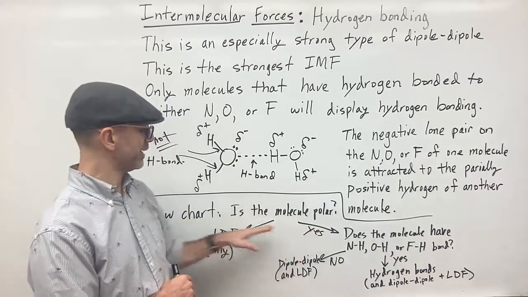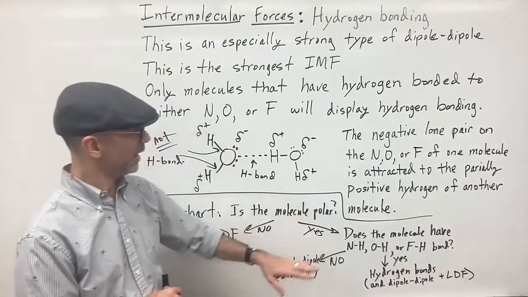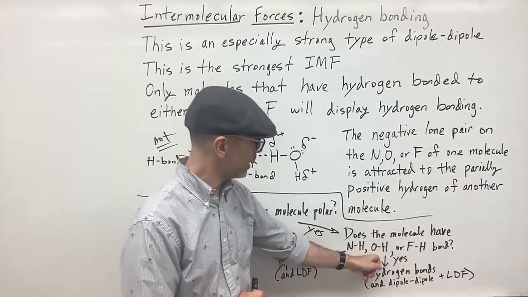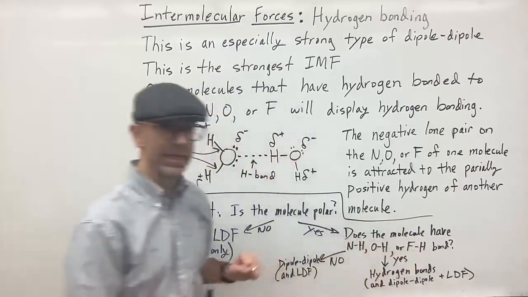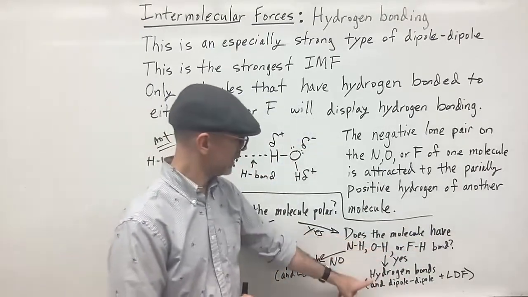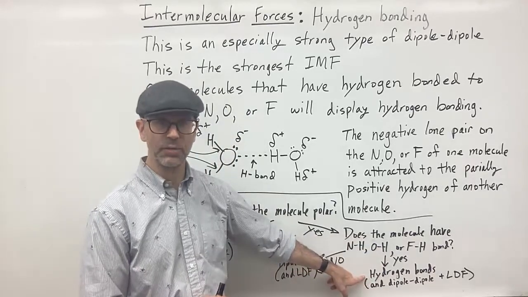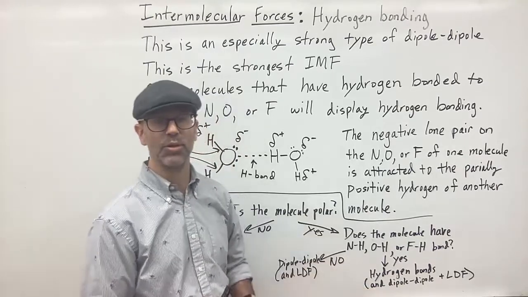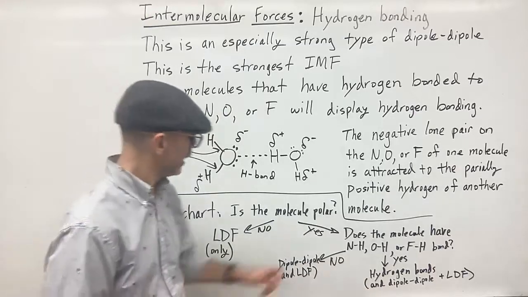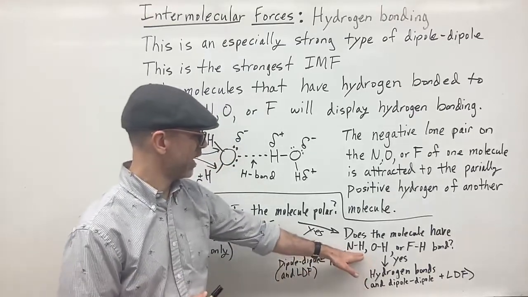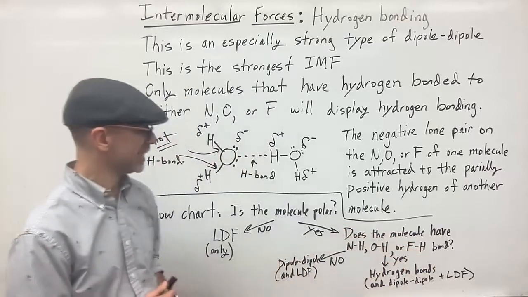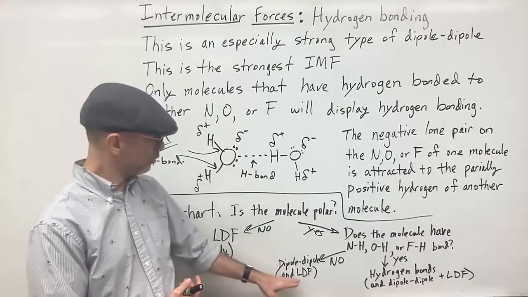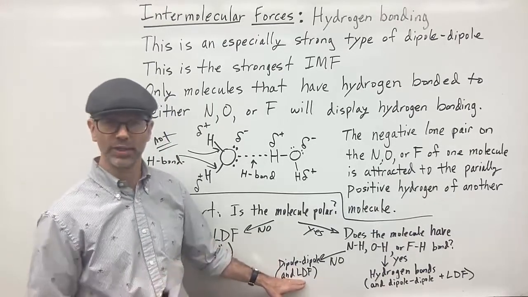If the answer to the question is the molecule polar is yes, then the next question is, does the molecule have an N-H bond or an O-H bond or an F-H bond in the molecule? If it is a yes, then it will display hydrogen bonding, which is the strongest of the three, but it will also have dipole-dipole interactions and it will have London dispersion forces. If the answer is no, it does not have N-H, O-H, or F-H bonds in the molecule, then it will display dipole-dipole interactions and it will have London dispersion forces, but no hydrogen bonding.